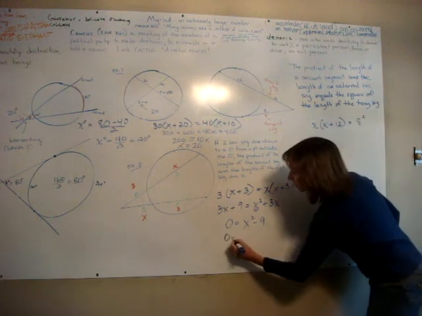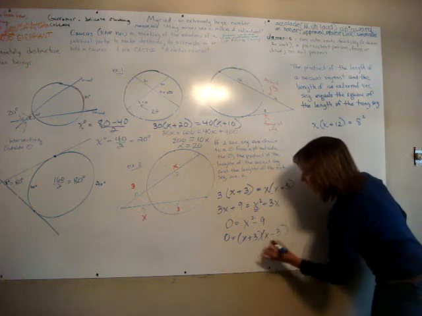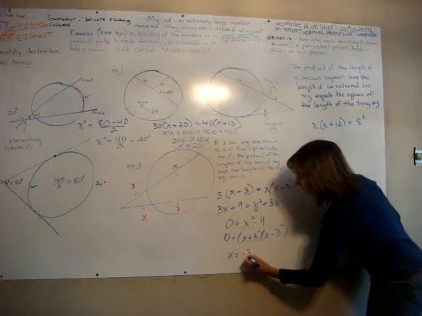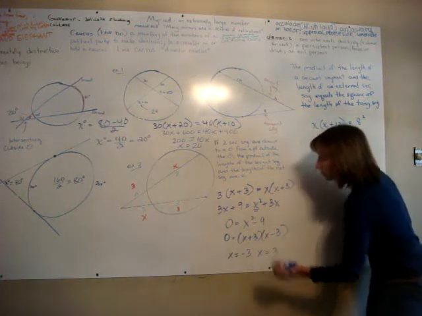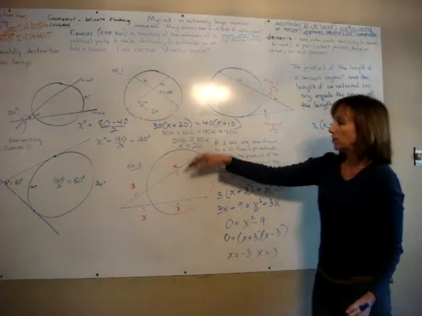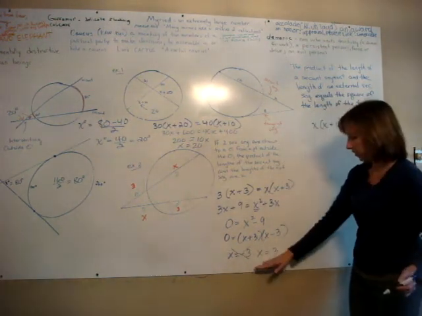So you get 0 equals x plus 3, x minus 3. You set each factor equal to 0, and your final answer is x equals negative 3 and x equals positive 3. And those are the two. But we'll notice we can't have a negative length, so we just cross this one out. So this would be our answer.